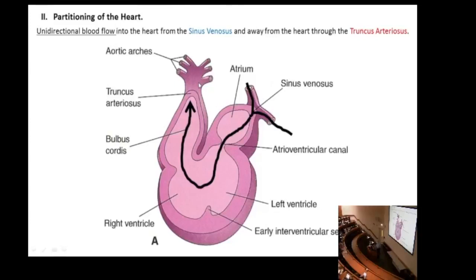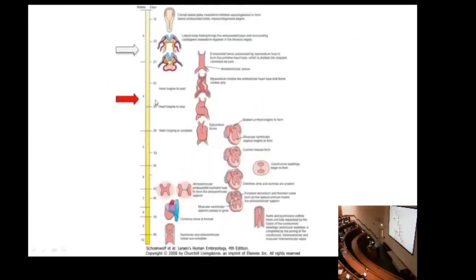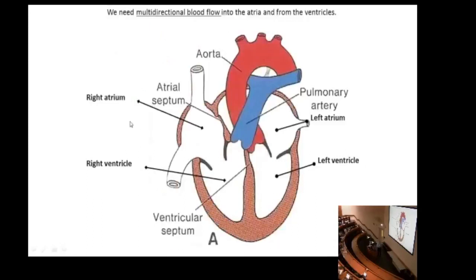And this heart now is oriented properly, but it's a unidirectional blood flow. It just has an atrium, it has a ventricle, and that's it. So we have to change this if we're going to have a proper heart, because someday this baby's going to be born, they'll take the breath of life, and they'll start using their own lungs. And this has occurred by this point. The tubular heart has started to dilate, constrict, and fold. And now we need to get to a multi-directional blood flow, okay? And this is what it should look like with the right and left atria and the right and left ventricles.